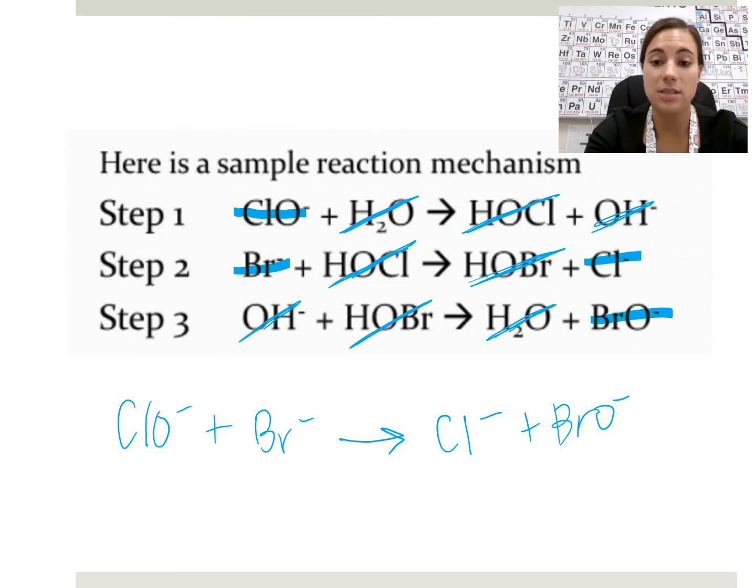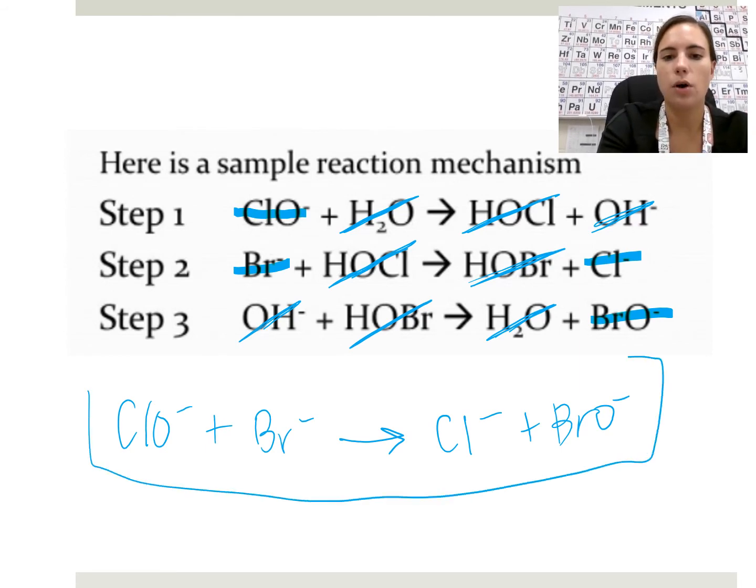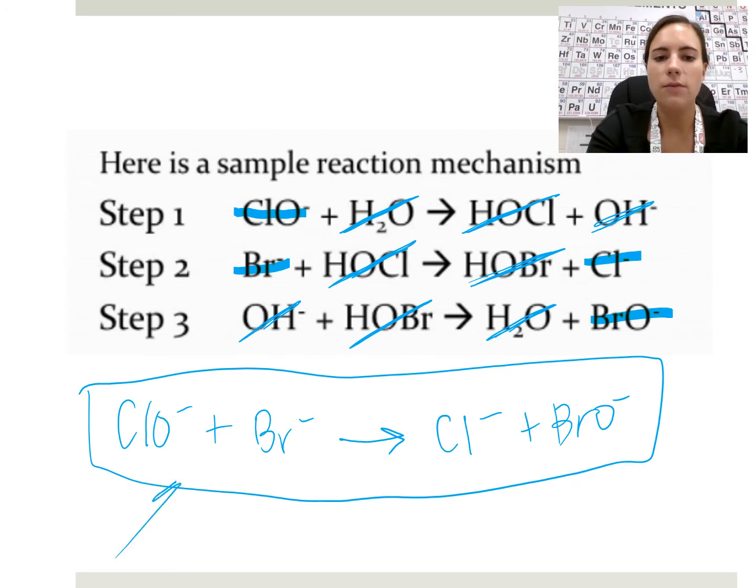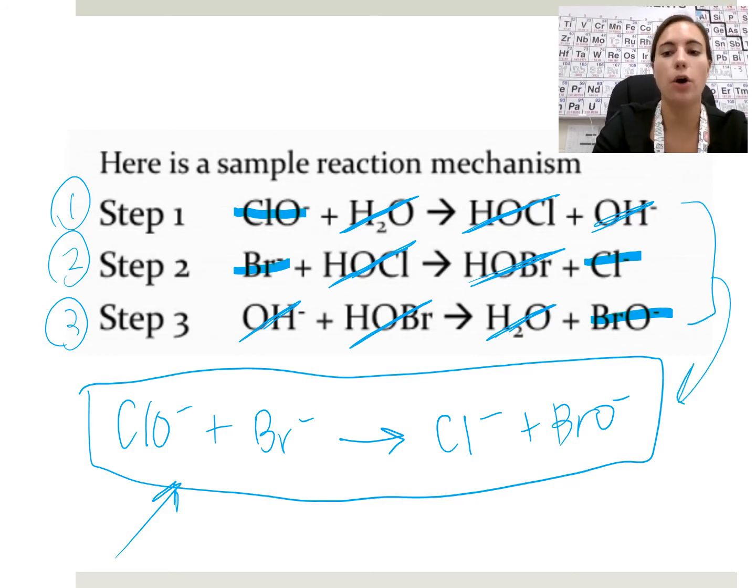Now I notice this is balanced on the left side and the right side, and so that is my net overall reaction. So if I gave you this reaction, you would think, oh, hypochlorite and bromine react to form chlorine and bromate. But actually, what really happens is a series of these 3 steps. So this is the mechanism for this overall reaction.